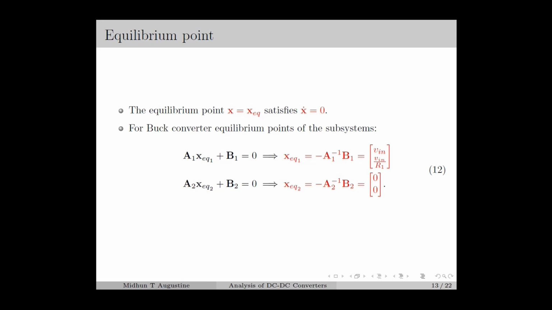Similarly, for subsystem 2, the equilibrium condition gives xeq2 equal to minus a2 inverse b2, which will be 0, 0, since b2 is 0 for subsystem 2. This means that if we are switching to subsystem 1, the states will converge to the values Vin and Vin by R. Similarly, for subsystem 2, the states will converge to 0 and 0, which we also observed from the previous simulation.